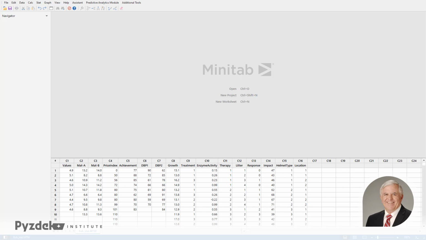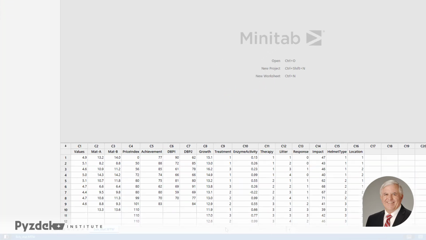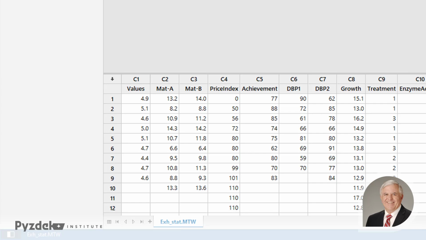Now I would like to show you how to do a paired t-test using Minitab. Minitab has a built-in function that makes this very easy to do, so let's take a look at it. Let's say I have two different materials and I want to test a particular property of those two materials.